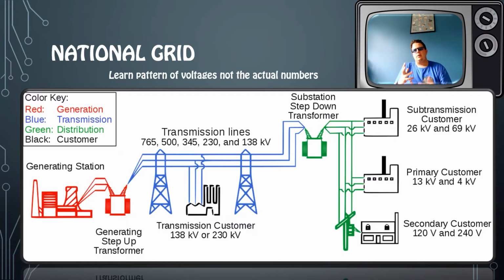Okay, so here we have a diagram of the national grid. Now, it's important that you learn the pattern of the voltages, not the actual numbers. So you need to know that whatever is generated, the first transformer will always be a step-up transformer. Remember, we step up the voltage to make it more efficient. Then any transformer after that will be a step-down transformer. So we would have a step up, then a step down, then we should have another step down here and another step down here going to our homes.